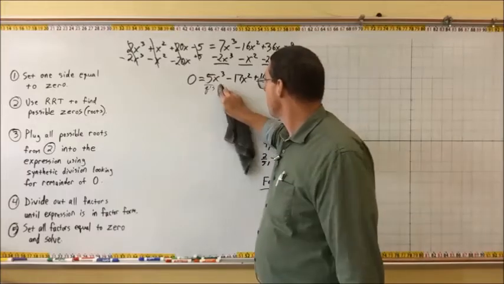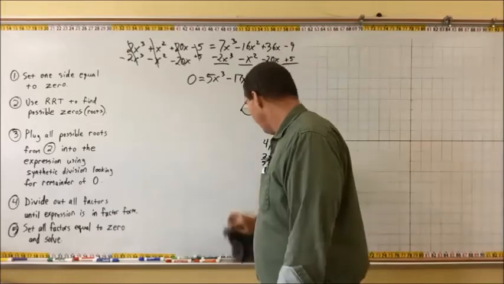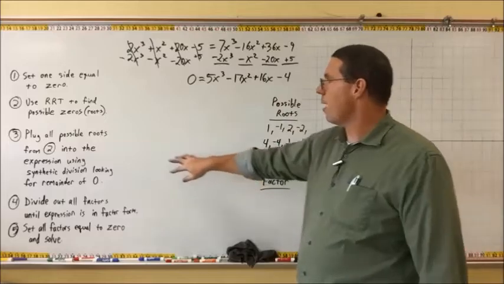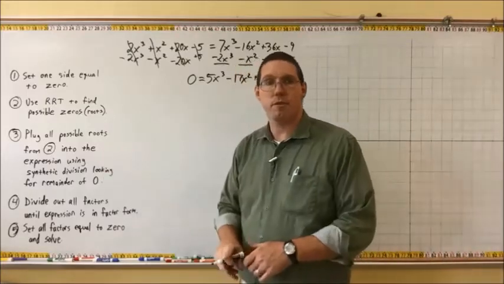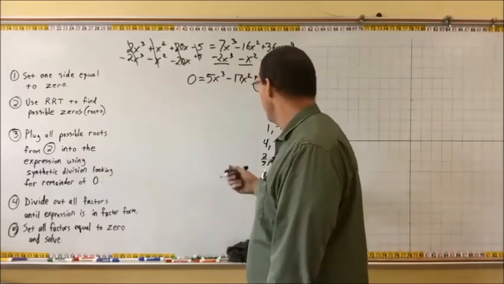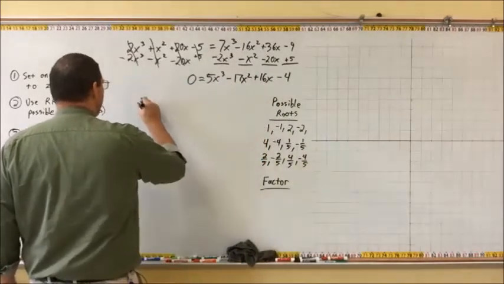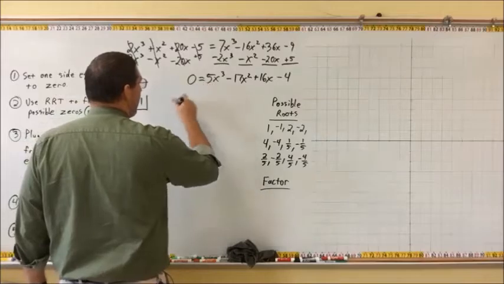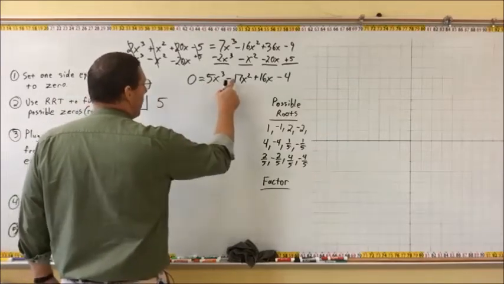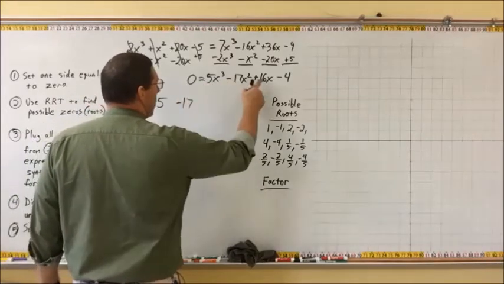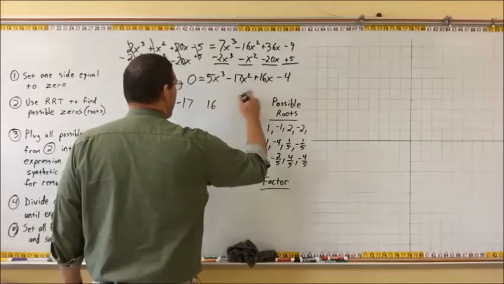We'll see. All right, now we've identified all the possible rational roots. Now we're going to plug them in one at a time using synthetic division. All right, so first one I'm going to plug in is this 1 here. So I'm going to put in a 1 in the half box. Then I've got a 5, a negative 17, a 16, and a negative 4.